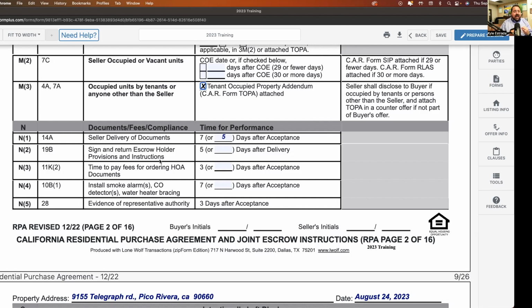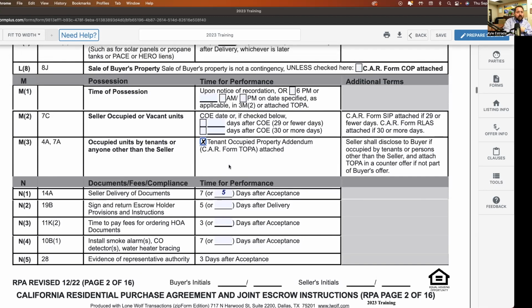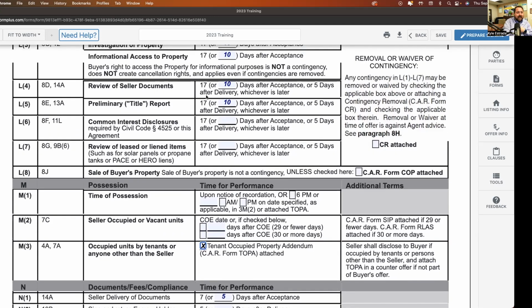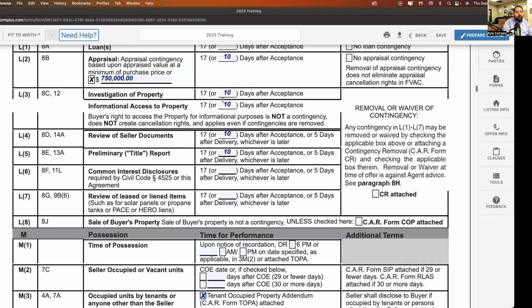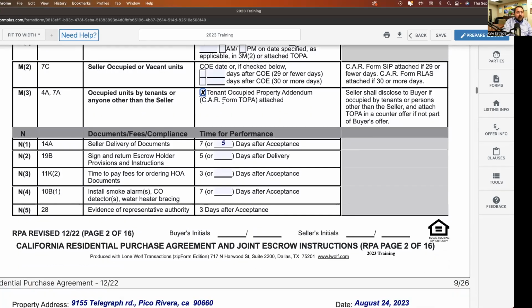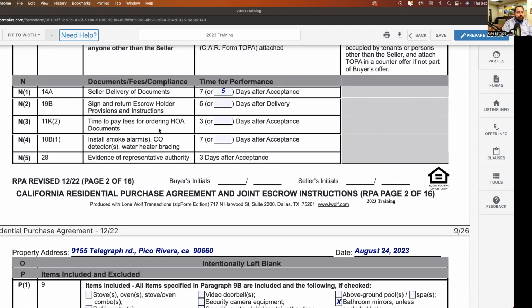Now, if my time periods are 10 days for my inspection, that means I'm probably going to order my inspection right away, and my appraisal's 10 days, which I'm probably going to order right away. If I have shorter periods, I might shorten this also. Okay, because what it's saying is that the seller's going to install the smoke detectors, the carbon monoxide detectors, and make sure the water heater's braced prior to me doing an inspection or having the appraisal go out.